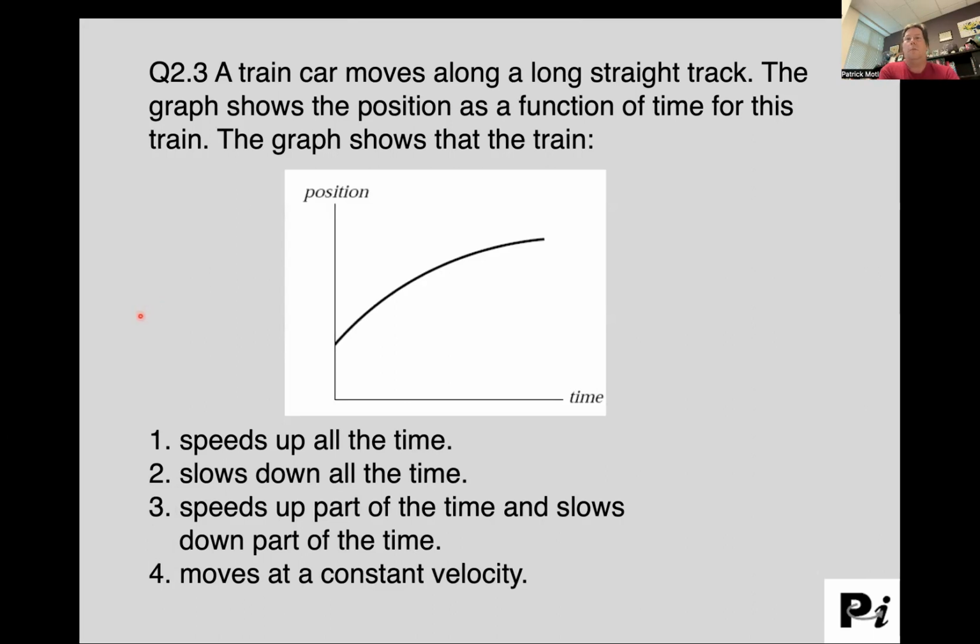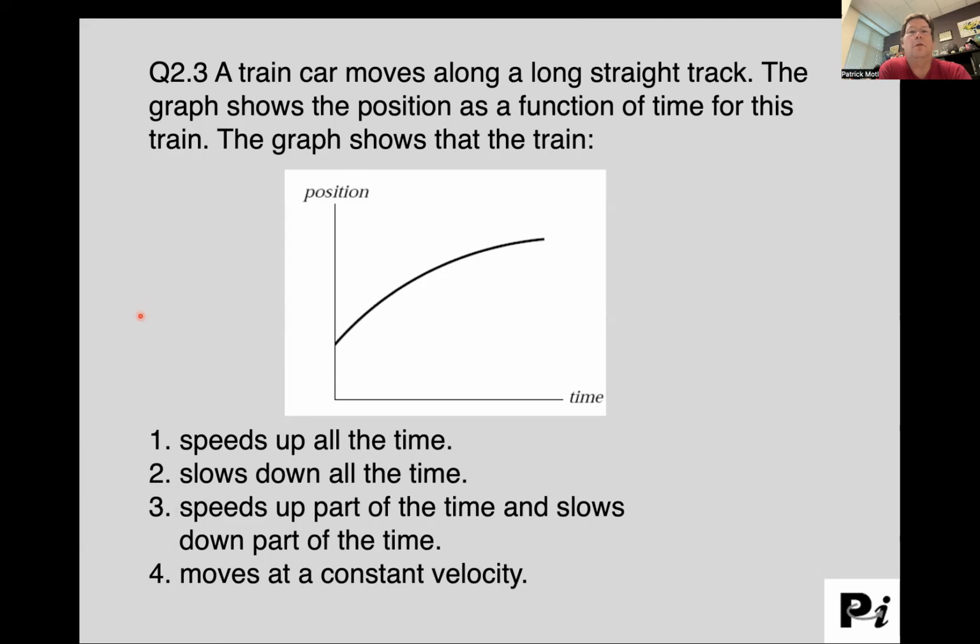I have a couple questions we're going to go through relating statements about space-time diagrams. So graphs of position versus time and interpreting what those graphs are telling us.